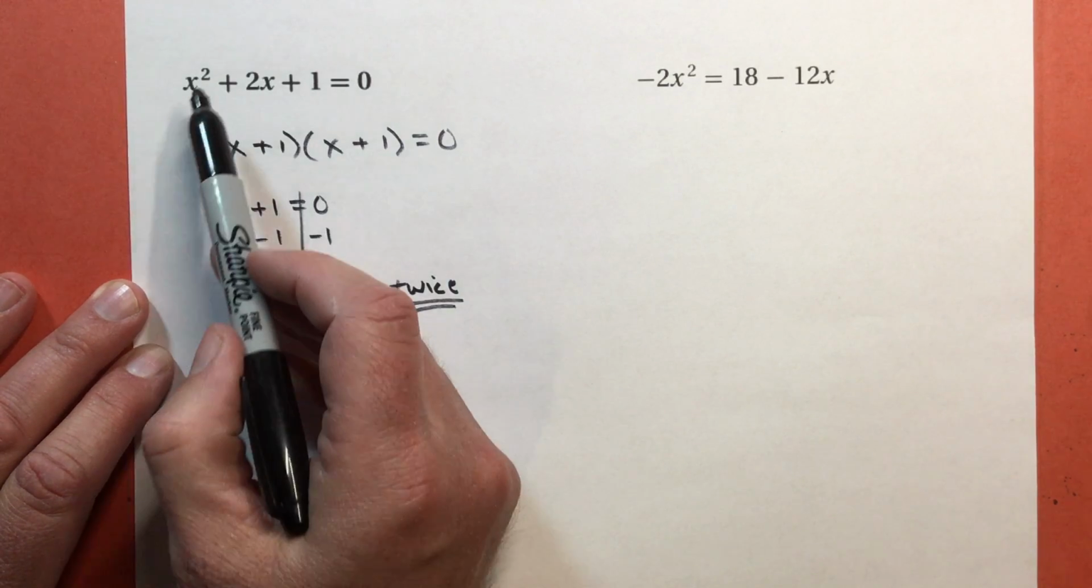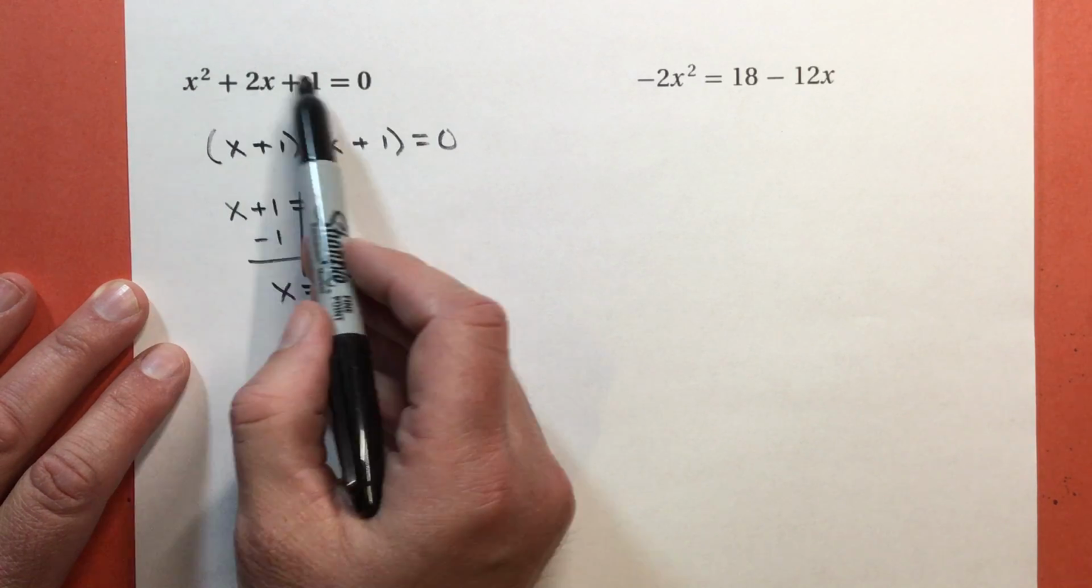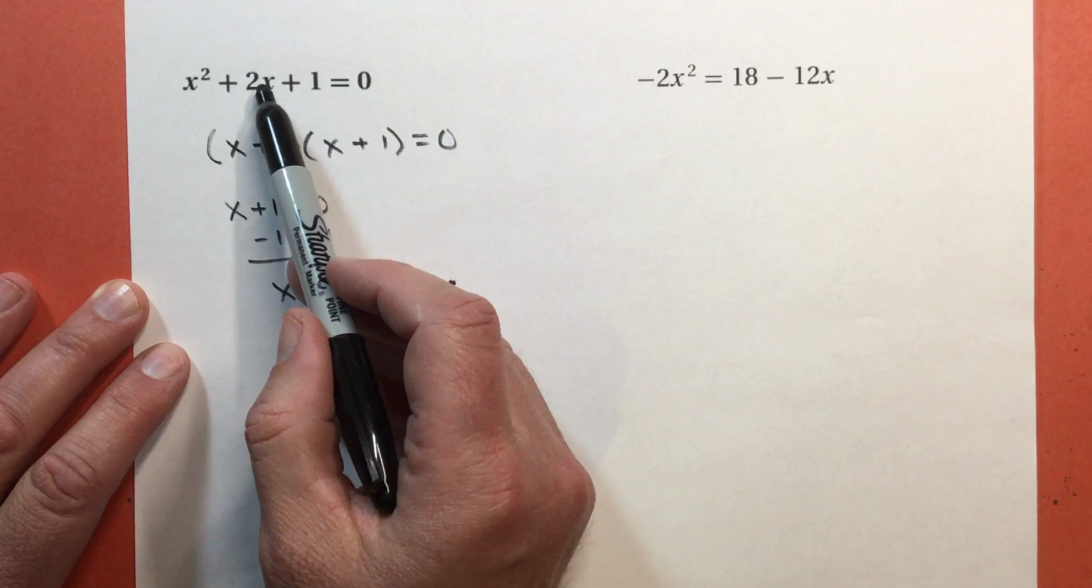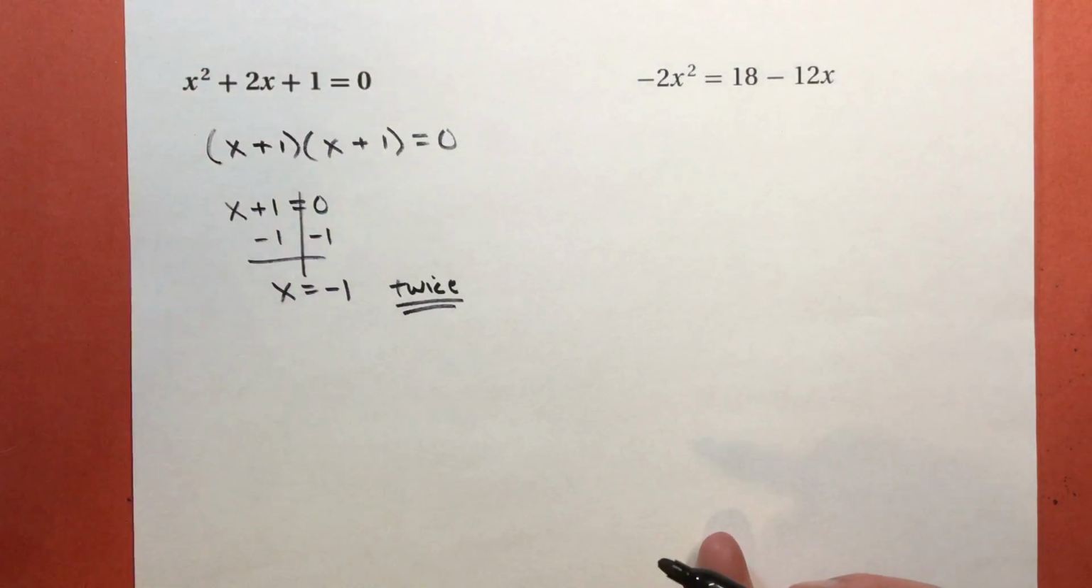Let's check this one. Negative 1 times negative 1, or negative 1 squared, is positive 1. 1 plus 1 is 2. And 2 times negative 1 is negative 2. So 2 plus negative 2 does equal 0.